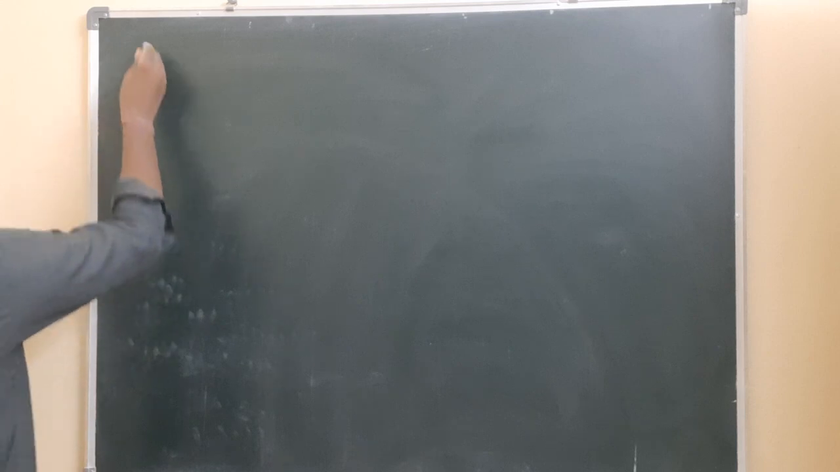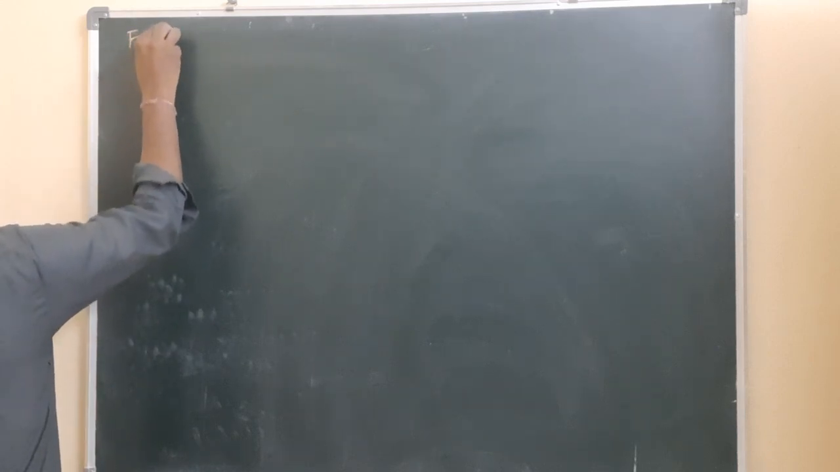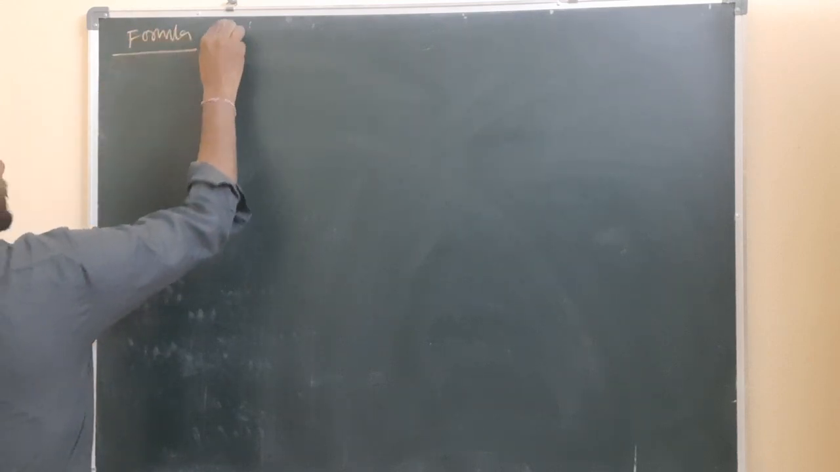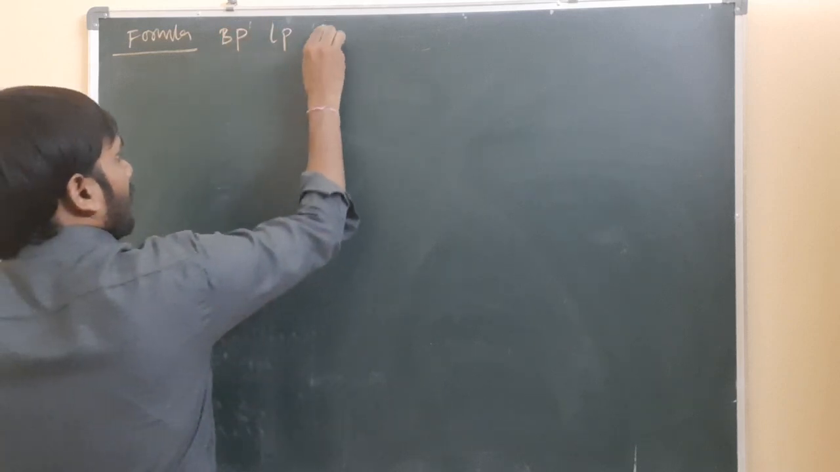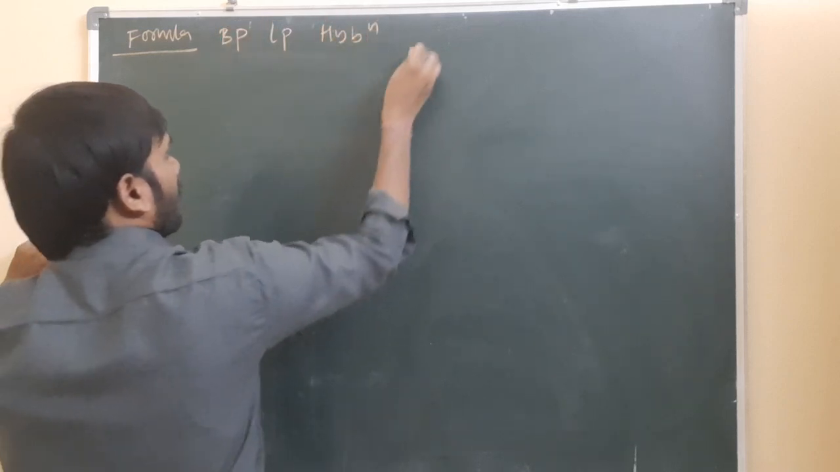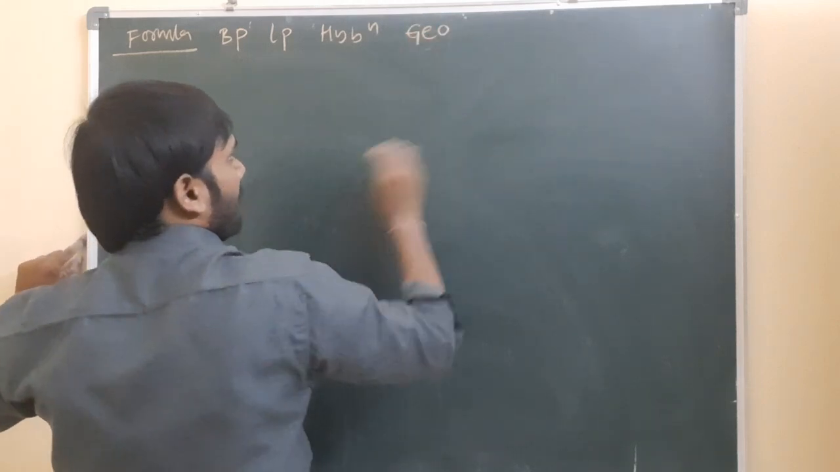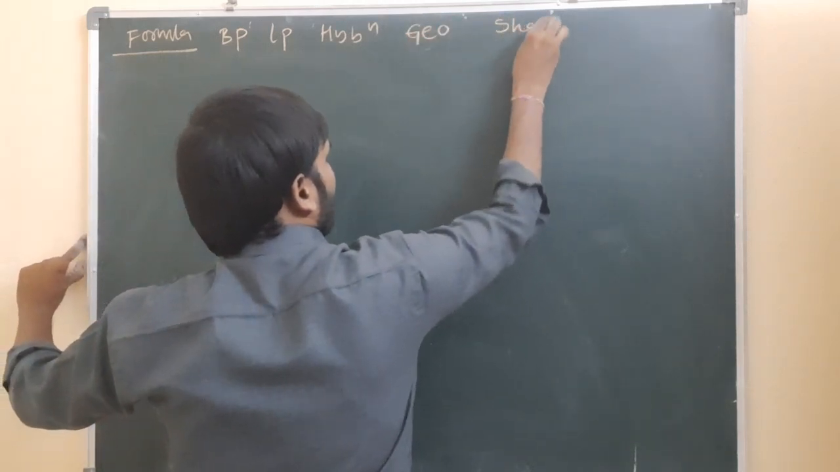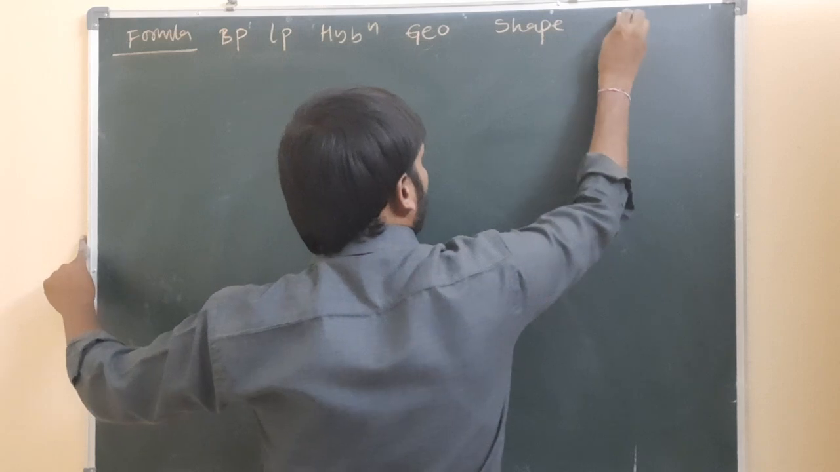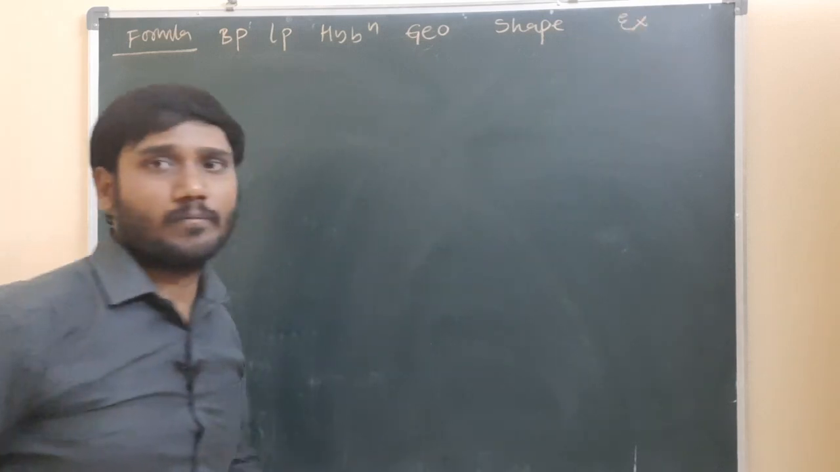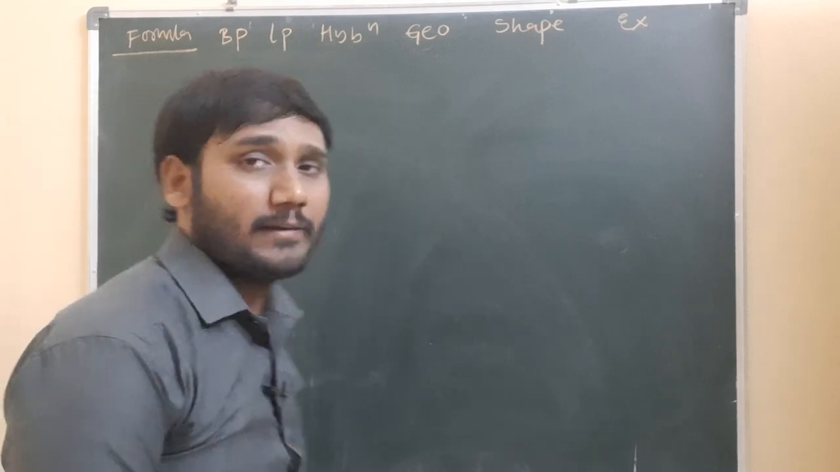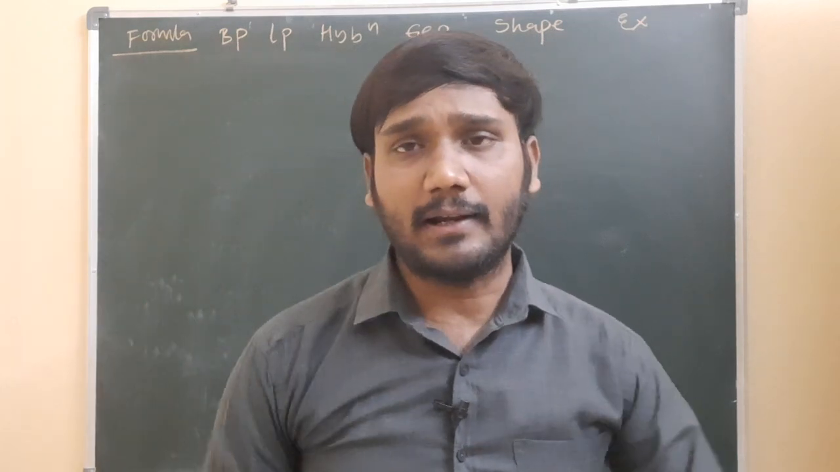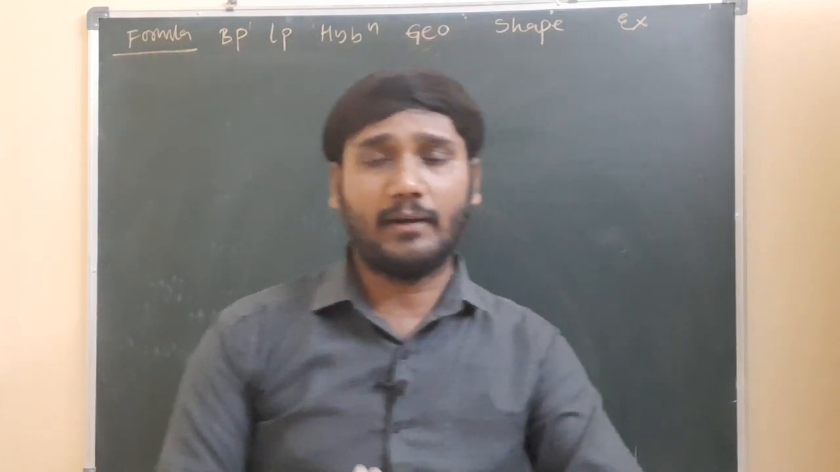First, formula. Next, bond pairs, next lone pairs. Next one is hybridization, next is geometry, and the next one is shape of the molecule. And the next one is examples. Okay, this is the table. So next, the number of lone pairs present. If you remember this order, it is very helpful and we can easily remember.